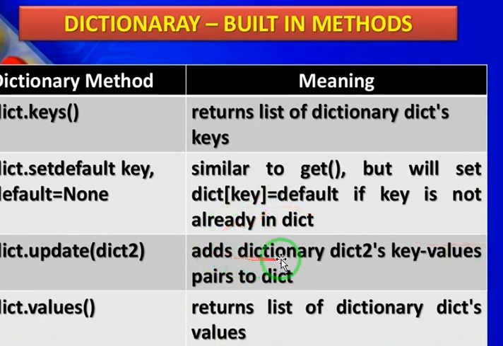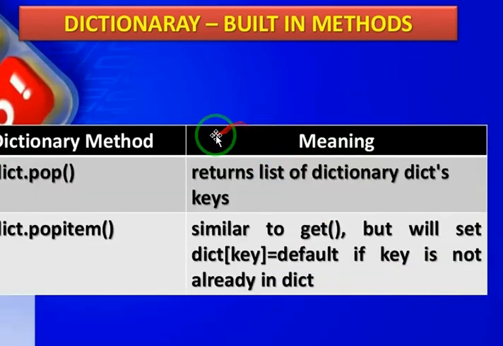We can also update the dictionary, and this adds the dictionary's key value pairs to the dict. And dict.values returns the list of the dictionary's values. Similarly, keys just returns the keys. We can also return the list of the dictionary's keys, and we can pop the items and remove them.